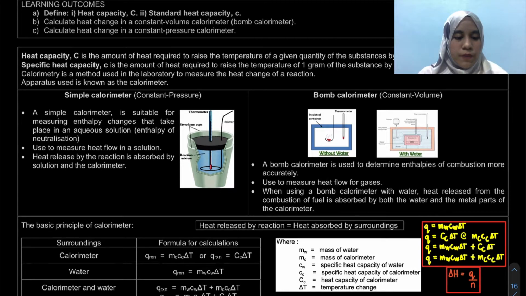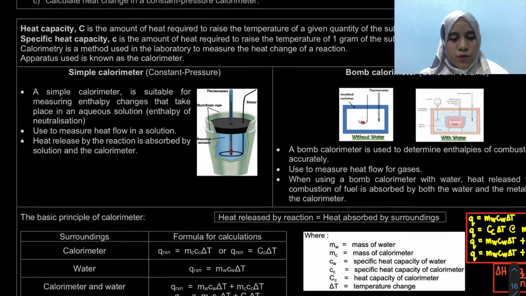Next, the basic principle of the calorimeter is that the heat released by the reaction must be equal to the heat absorbed by the surrounding. So it is important for you to be able to identify the type of surrounding based on the question. Later we will look at the examples. For the heat released by the reaction, we cannot calculate it straight away, but we know it is equal to the heat absorbed by the surrounding. So we can calculate it by the heat absorbed. That's why it's important to know what the surrounding is. So let's look here.